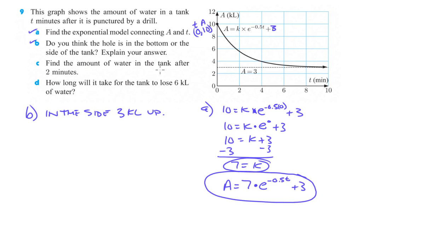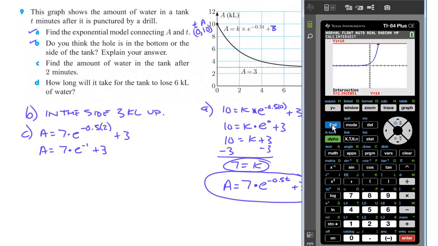Okay? C, find the amount of water in the tank after 2 minutes. So now we can use this formula here, plug in 2 for t, and away we go. So we got A equals 7 times e to the negative 0.5 times 2 plus 3. We can probably put this in just as it looks, but I'm going to simplify this because it's going to make my life a little bit easier. e to the negative 0.5 times 2 is negative 1, plus 3.